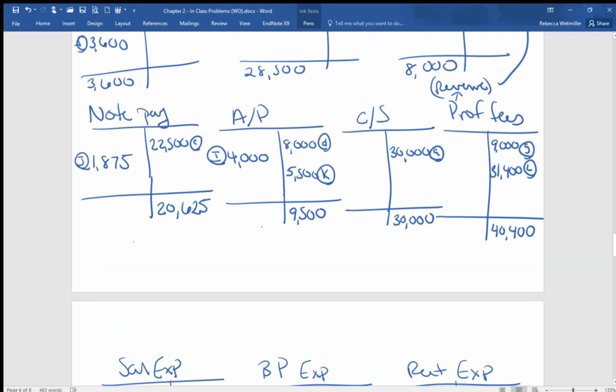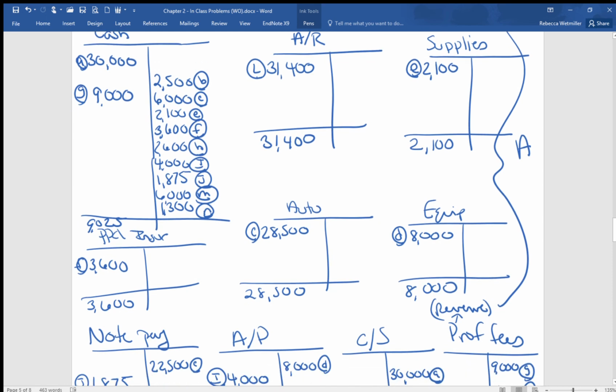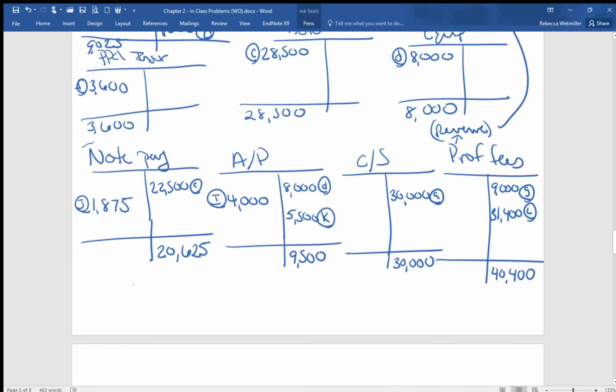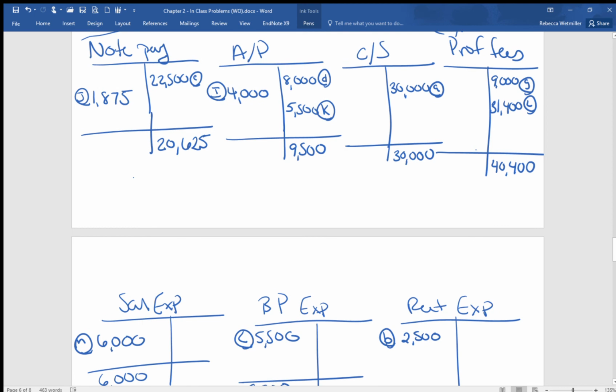Okay, so if we want to do a quick check here, if I add up the balances of all my asset accounts, so 9,025 plus 31,400 plus 2,100 plus 3,600 plus 28,500 plus 8,000, I get a total balance of $82,625. The rest of these accounts are my liabilities and my stockholders' equity accounts.